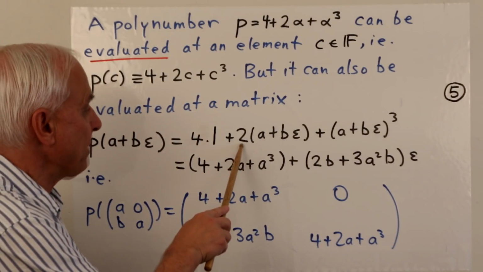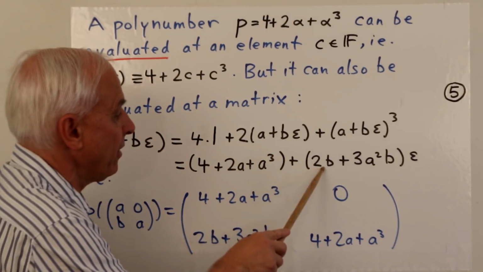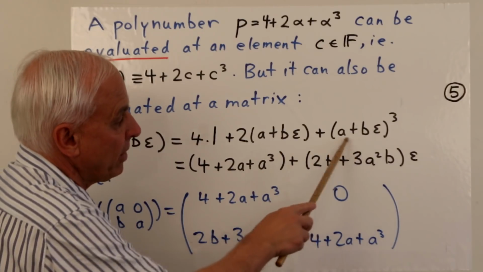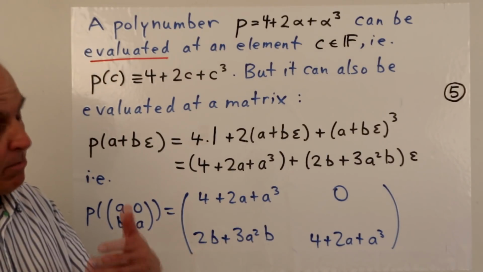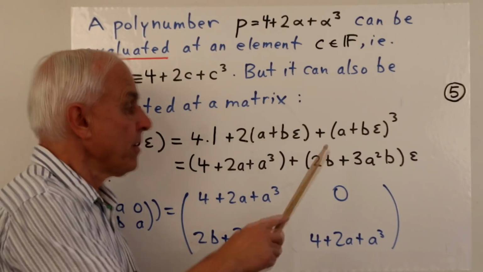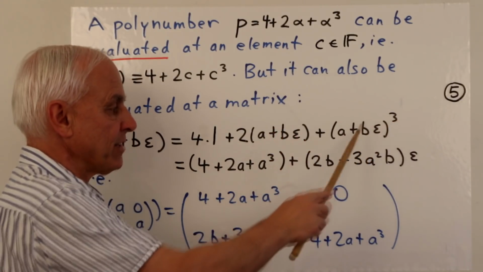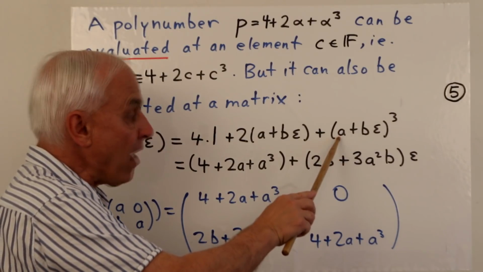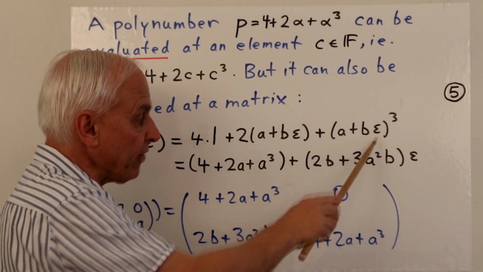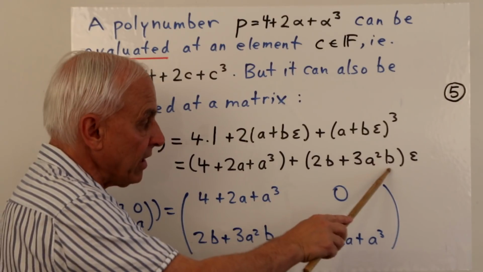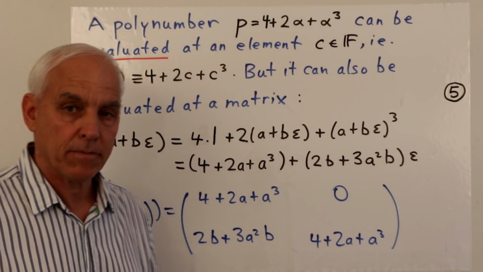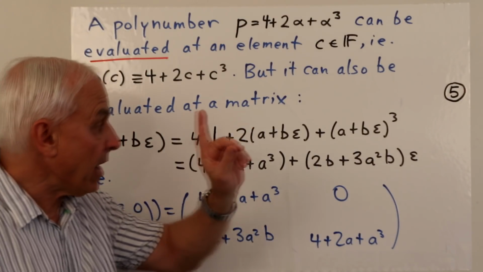So there's going to be an epsilon from here, a 2b epsilon coming from here. And over here, when we expand this out with the binomial theorem, the binomial coefficients are 1, 3, 3, 1. So the next term will be 3 alpha squared times b epsilon. So we get a 3 alpha squared b also times epsilon.